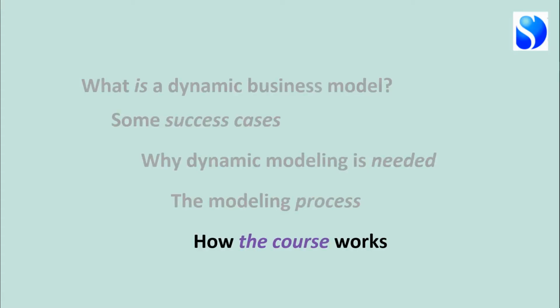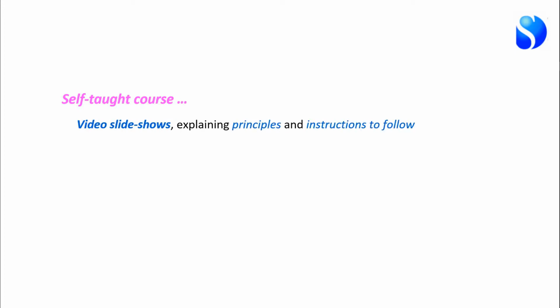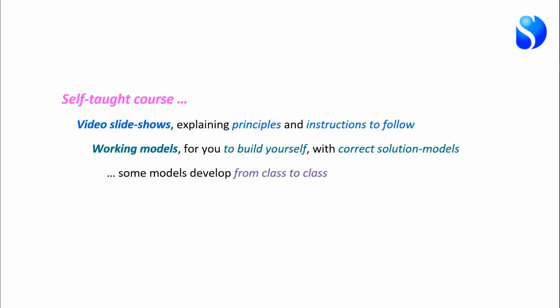Now, how does the course work? Well, if you're taking the self-taught course, you have access to video slideshows that explain the principles, and they provide instructions for you to follow so that you can actually build models yourself, matching the models that we show you in the slideshows. And we provide you with the correct models that actually match those solutions. So you can compare what you end up with the models that we've produced. And some of those models actually develop from class to class. So we start with a simple model in class 1, we add to it in class 2, add to it in class 3, and so on.